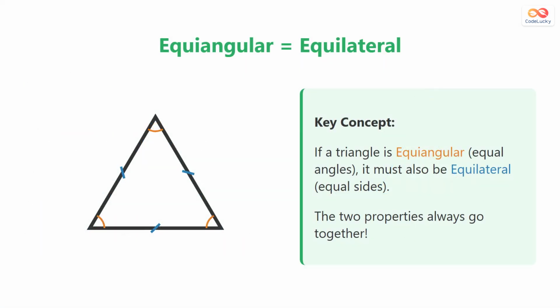Here is an important rule to remember. If a triangle has equal angles, it also has equal sides. This means every equiangular triangle is also an equilateral triangle. The two properties always go hand in hand.